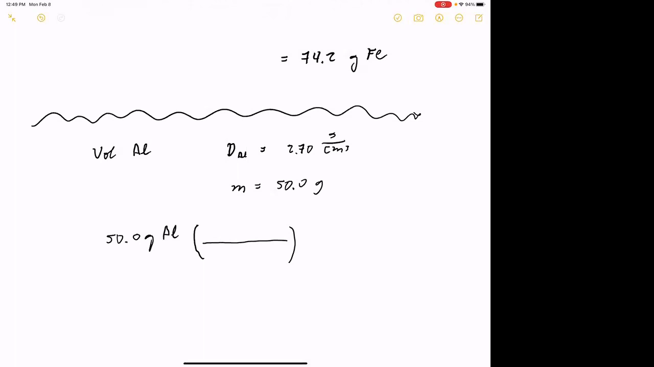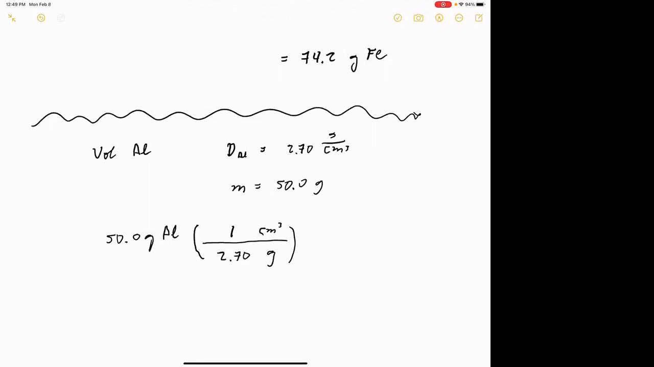Okay, so I'm trying to get to a volume. So I know I need to have a volume unit on the top, and I need to have a mass unit on the bottom, right? Now, if I look at my density, where does the 2.70 go? Does it go with the grams or the centimeters cubed? Well, it says that I've got 2.70 grams per 1 cubic centimeter of aluminum. Everybody see that?